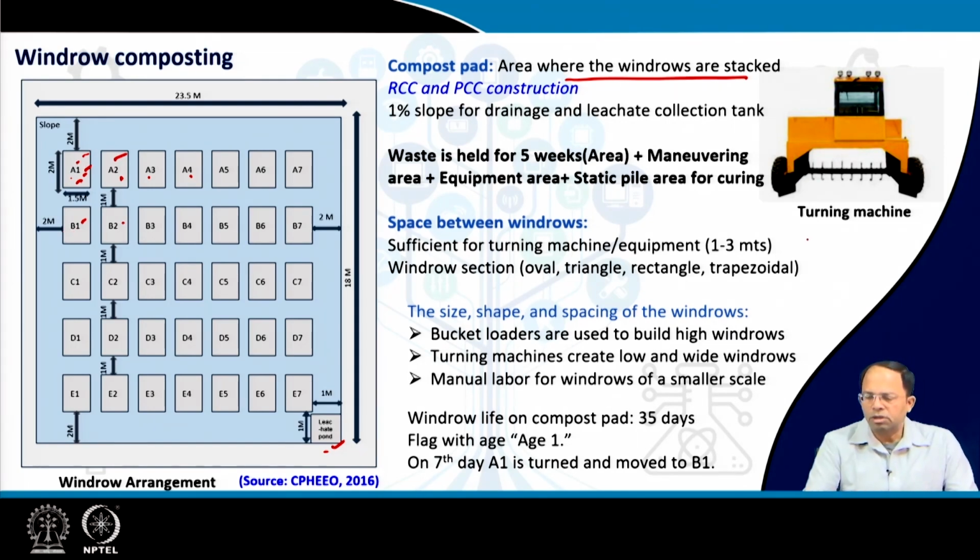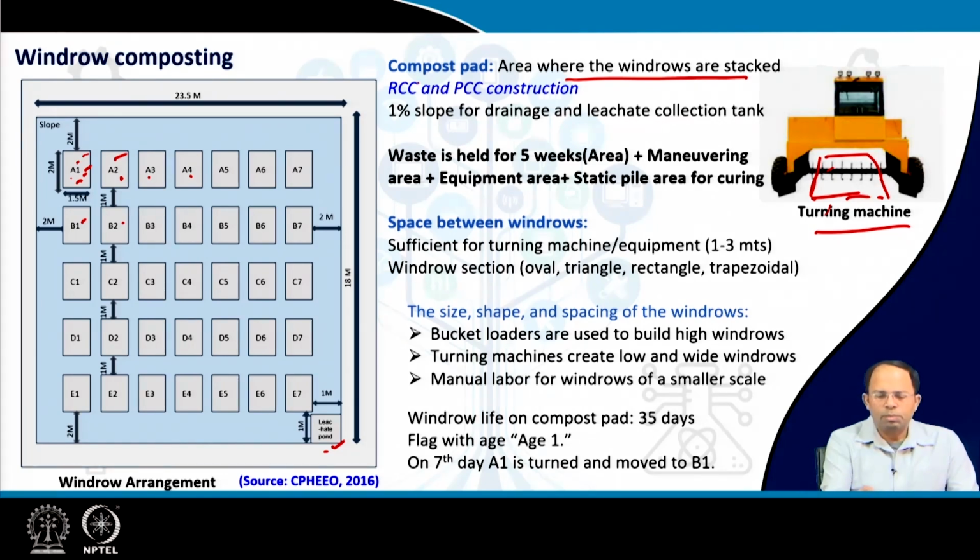Now turning could also be done with bucket loaders, like I showed you in that image in the last slide. Similarly, we can have turning machines like this. If the garbage is fixed and it's over here, then this just rolls over the garbage and can break the garbage in that location itself. So this is how a turning machine works.